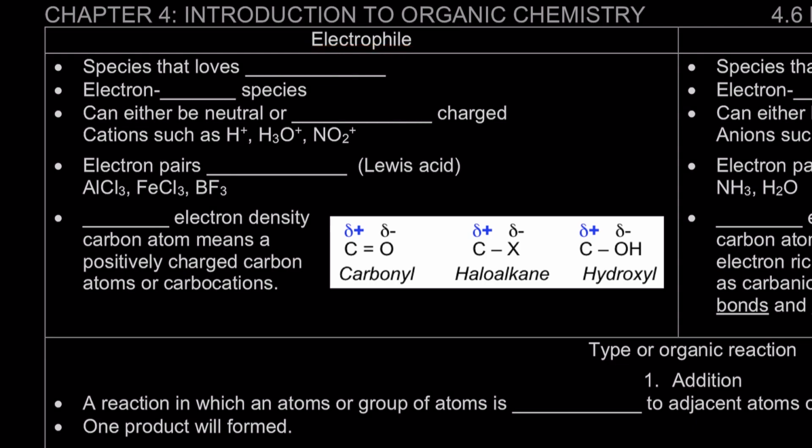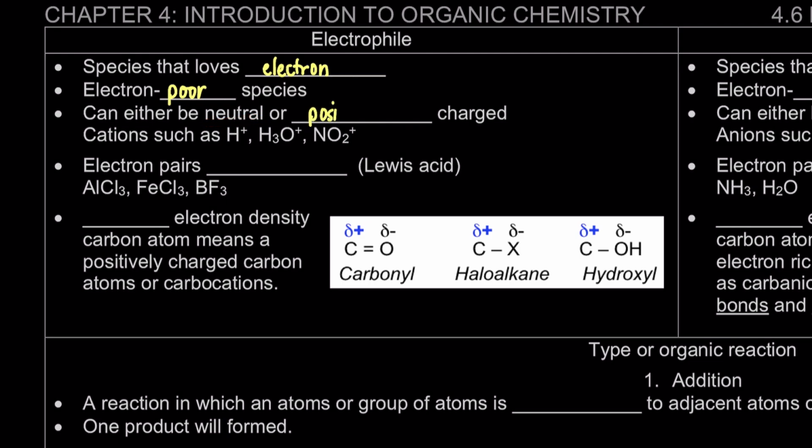Electrophile is a species that loves electrons. So that's why the name is electrophile. Electro means the electron itself. Phile means love. So it means that it loves electron. When it loves electron, it means that it is a poor electron species. Again, usually we love what we don't have, right? So in this case, it is an electron poor species, so that's why it loves electron. It can either be neutral or positively charged.